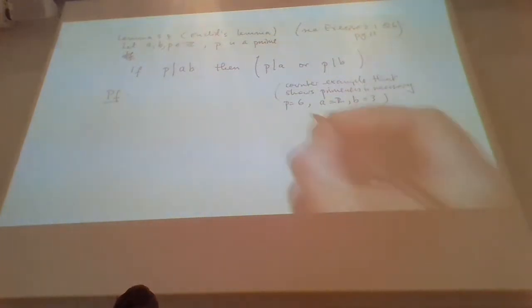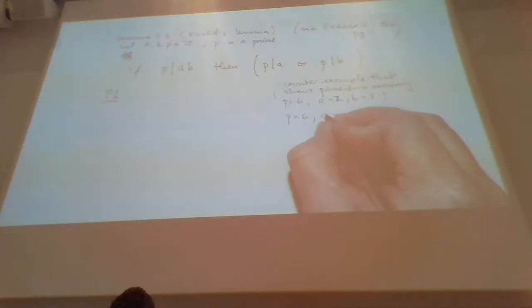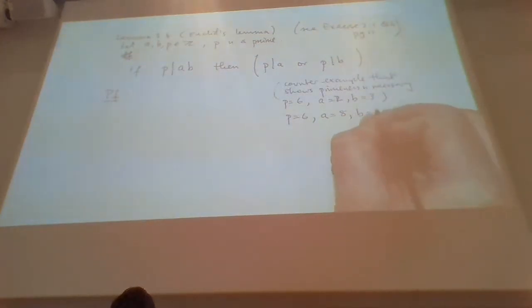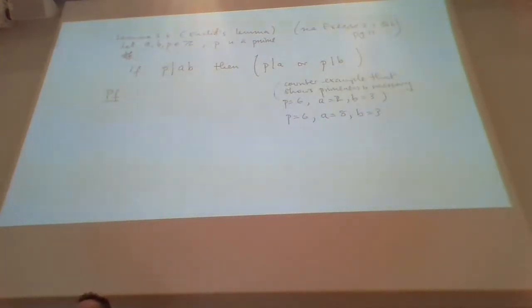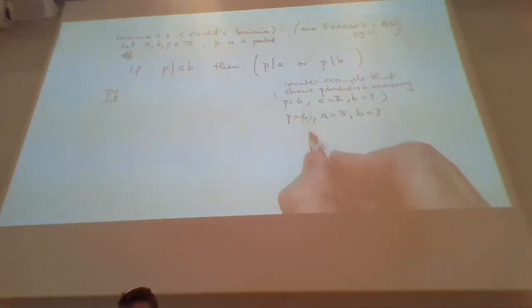Okay, or indeed P is 6 and A is 8 and B is 3. 3 by 8 is 24, is divisible by 6, but the 6 does not divide the 8, does not divide the 3. Okay. Now you can kind of see the explanation for that is the 6 is composed of 2 by 3.